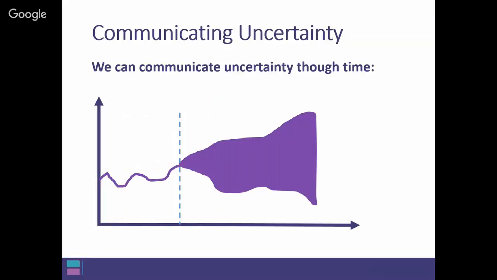You'll see these sorts of diagrams showing uncertainty around measures of financial variables such as inflation rates, for example. There's a projection into the future, but the uncertainty increases over time.